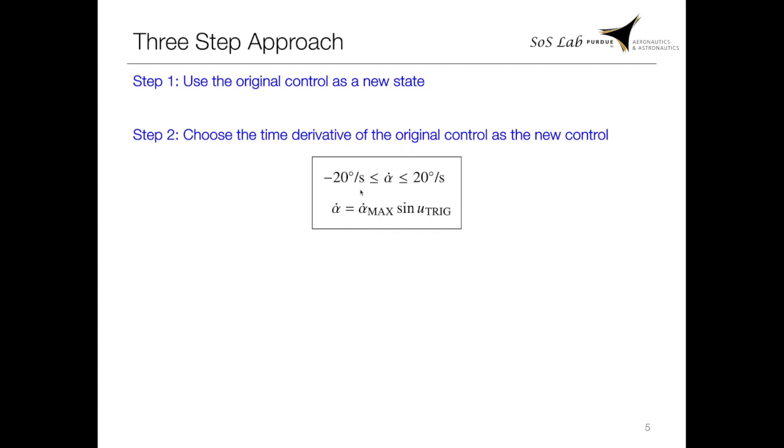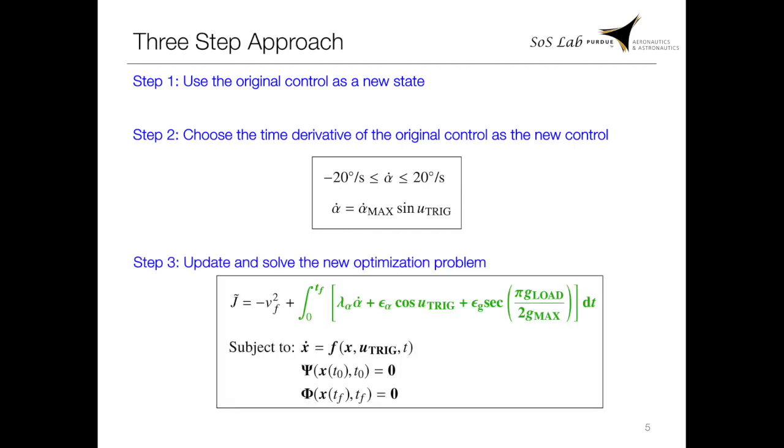So we write it in this way and we can impose any realistic bounds on it. Here for demonstration purposes, I've chosen these values, but we can always change them. Using steps 1 and 2, we have converted the original mixed constraint problem into a pure state constraint problem. The optimal control problem is now reformulated to implement the pure state constraint on the G loads and to also account for the bang-bang or singular form of the new control, which is alpha dot.